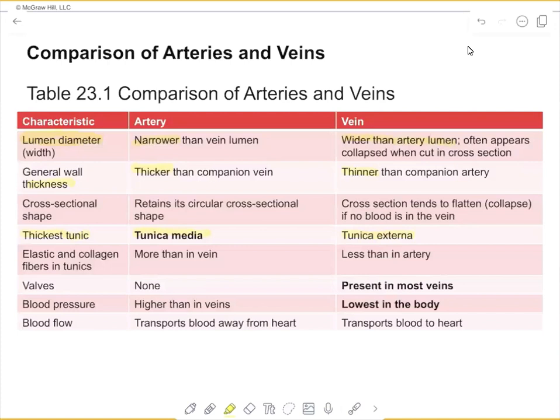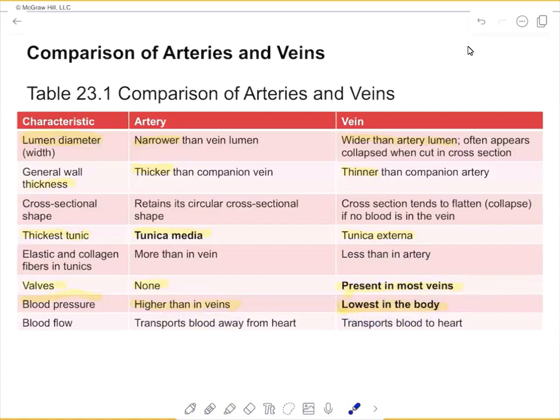As far as the valves, there are no valves present in the arteries. There are only valves present in the veins. Finally, the blood pressure is going to be much higher in the arteries and lowest in the veins, which get closer to the heart. So again, it's highest in the arteries and lowest in the veins.